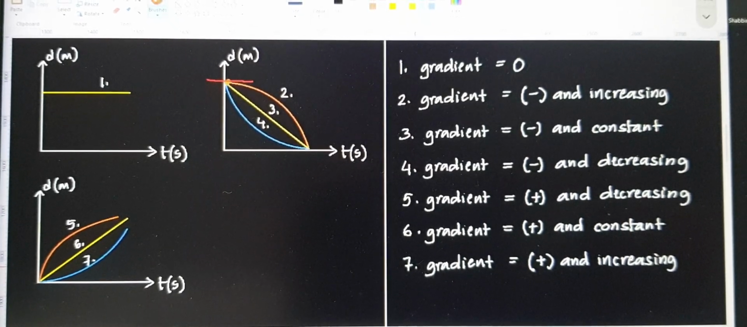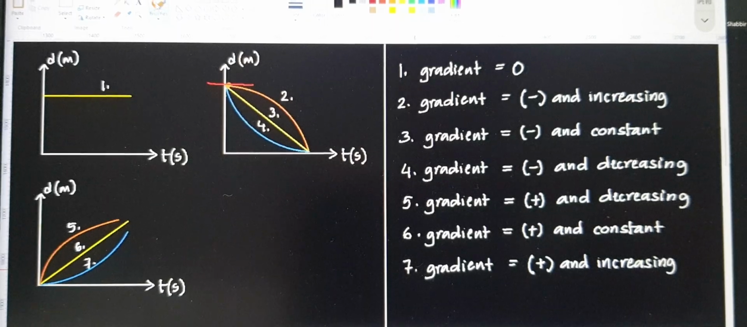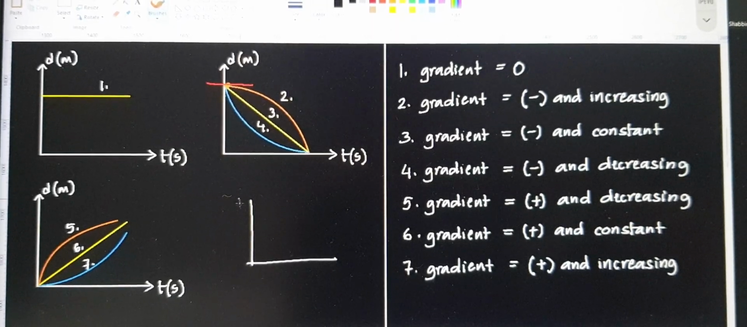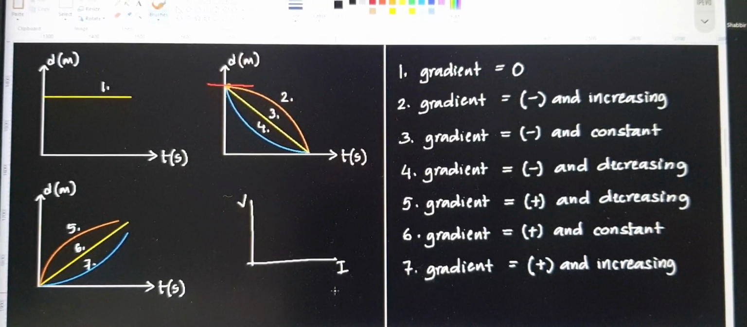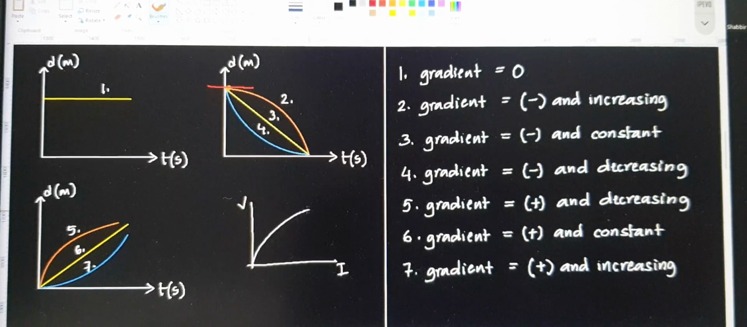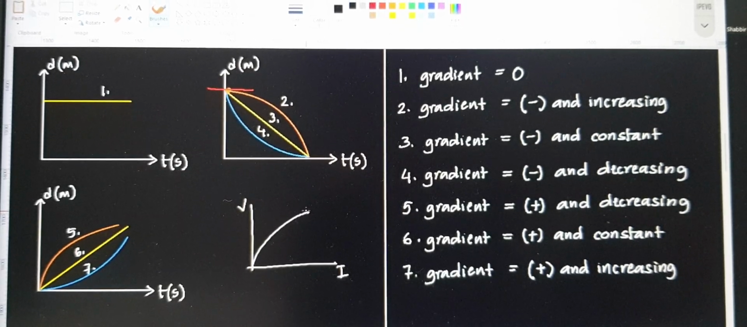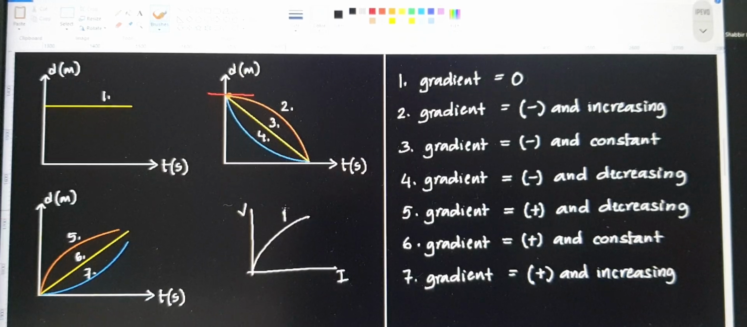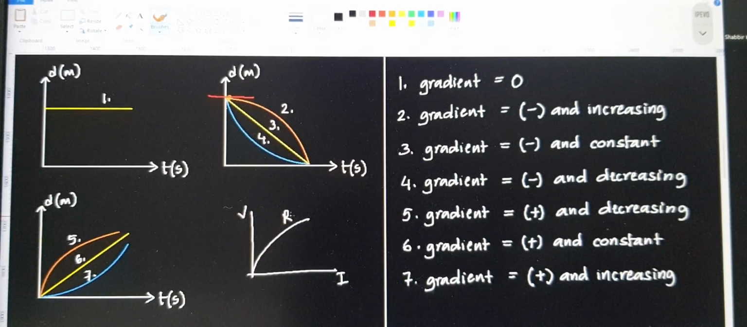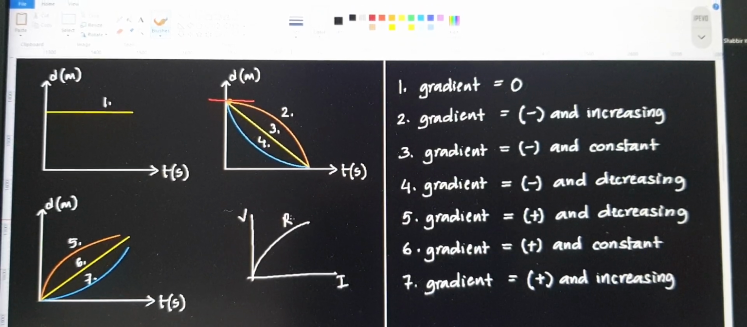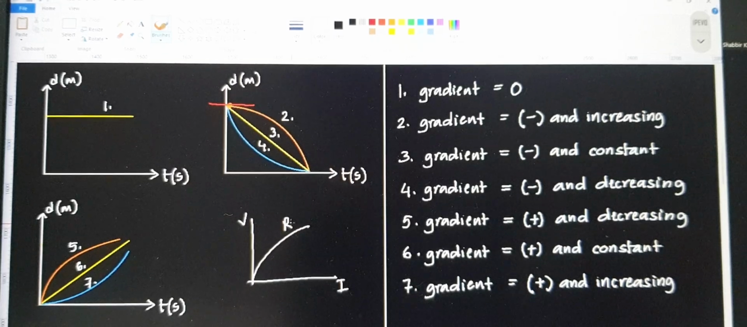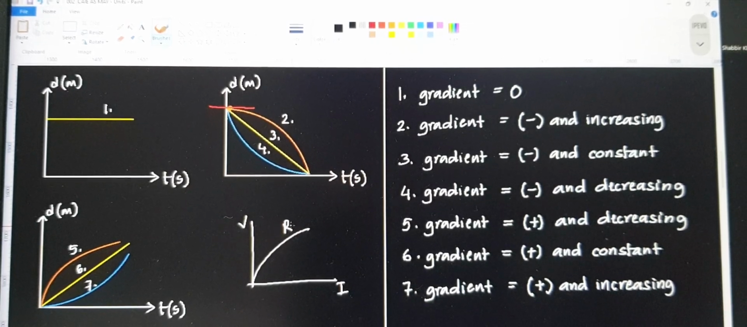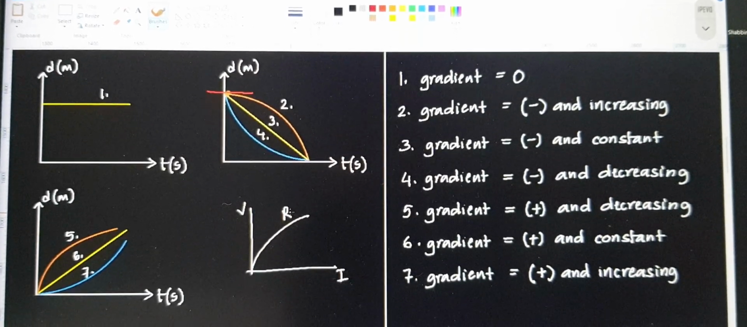So for example, if I gave you a graph of voltage versus current and I give you this shape, you know voltage versus current gives you resistance, and then simply remember this shape. এটা কত? এটা 5 নম্বর. So তার মানে the resistance must be positive and decreasing.